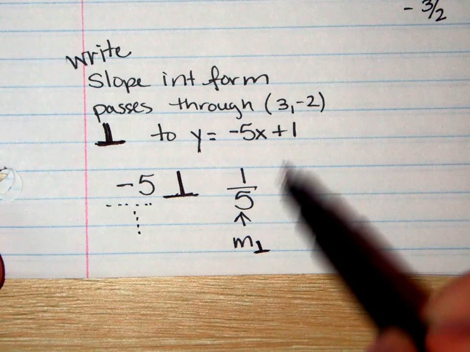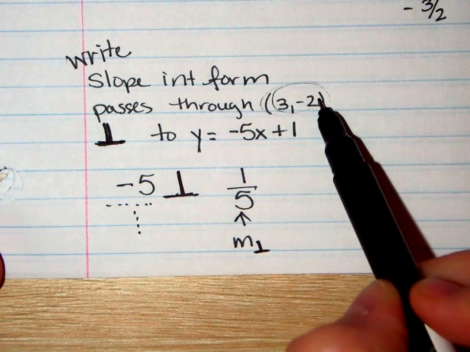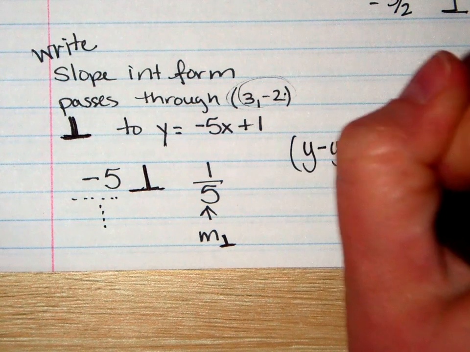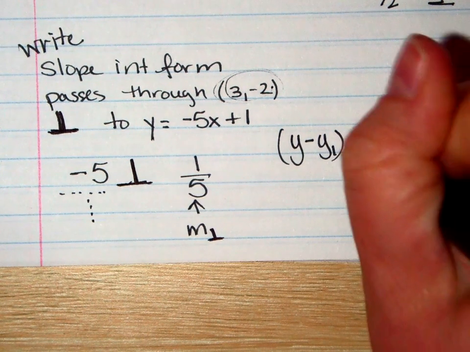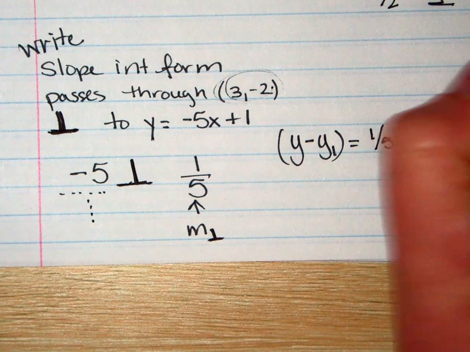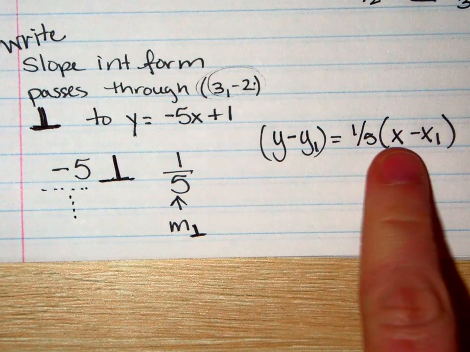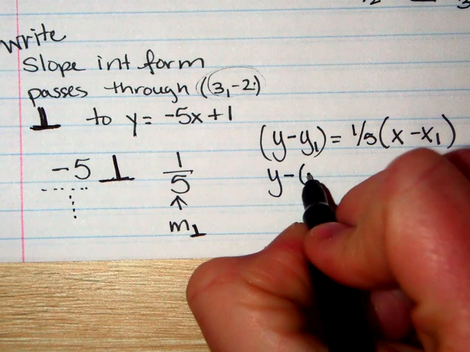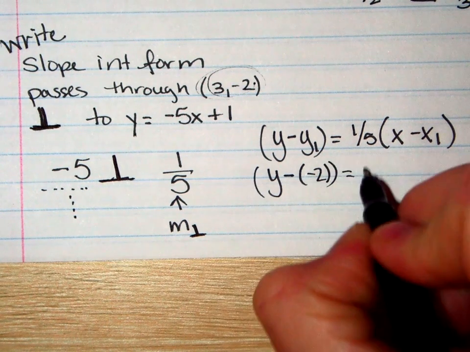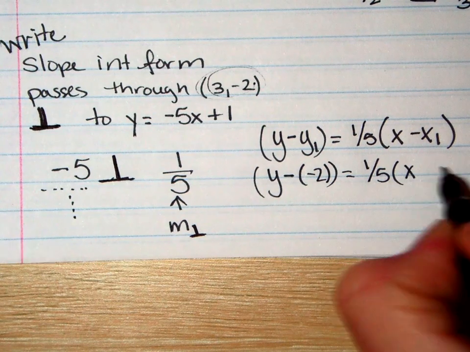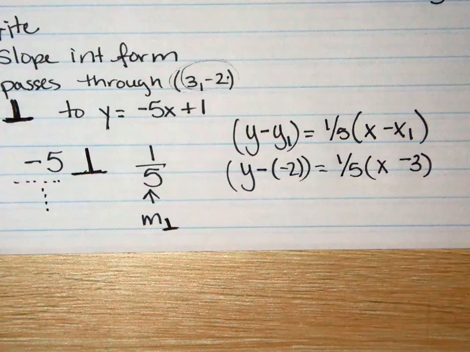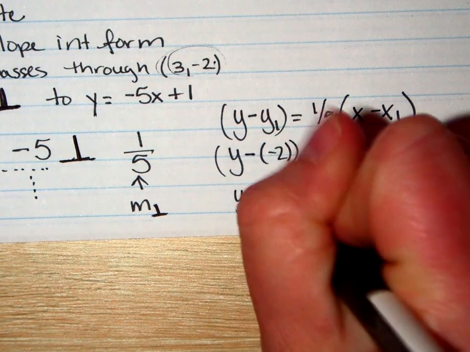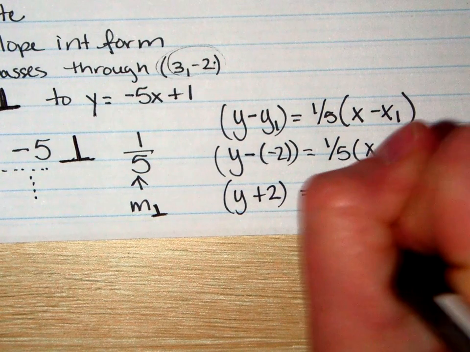So now I have my slope and I have this point here. So I'm going to use point-slope form. I start with y minus y1 equals the new slope that I just got, 1/5, times x minus x1. This y1, x1 comes from the point I need to go through. So y minus a negative 2 equals 1/5 times x minus 3. Don't need to do anything here to simplify. I will simplify here. I get y plus 2 equals 1/5 times x minus 3.